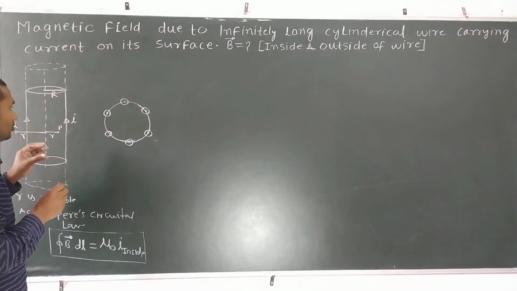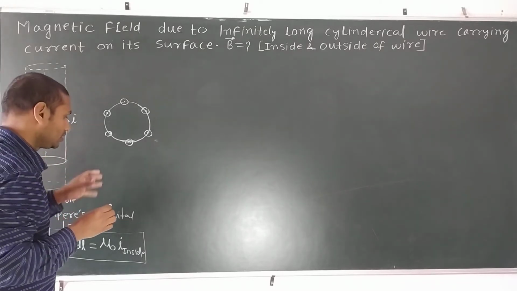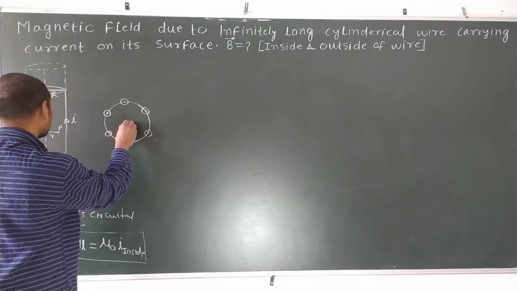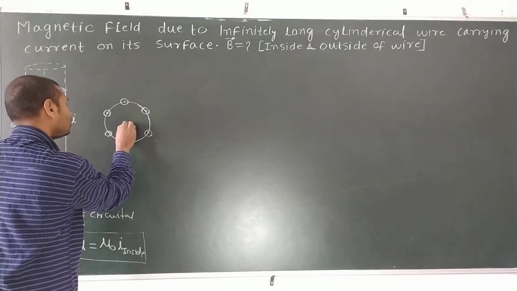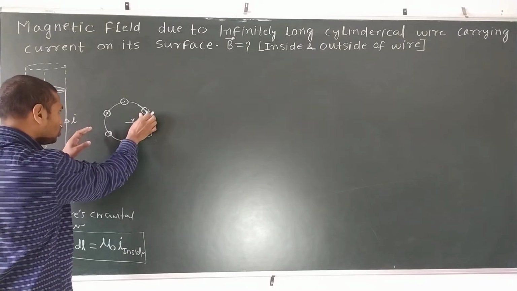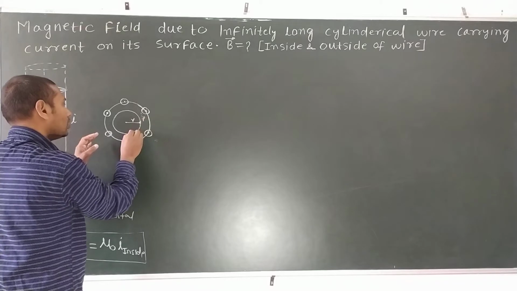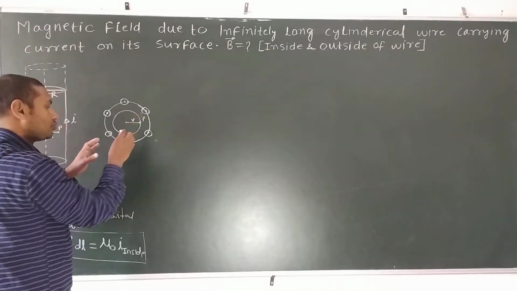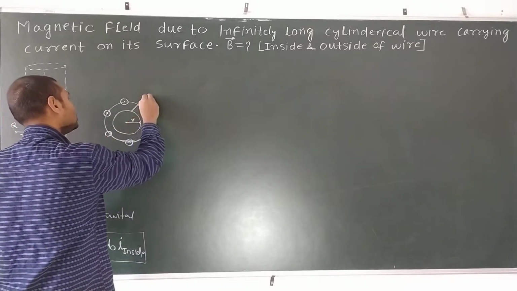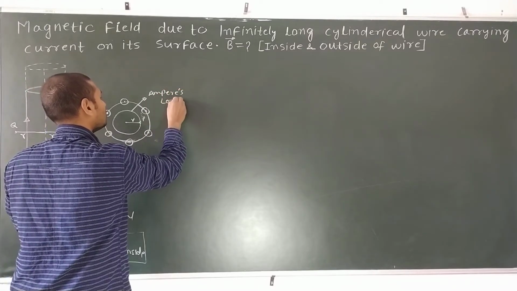We have to draw a circuital loop, that is Ampere's loop, where you find the magnetic field. This is the center of the loop, and we have to find the field at a point P at a distance r. Then we have to draw a loop crossing that point where you want to find the magnetic field. This loop is called Ampere's loop.